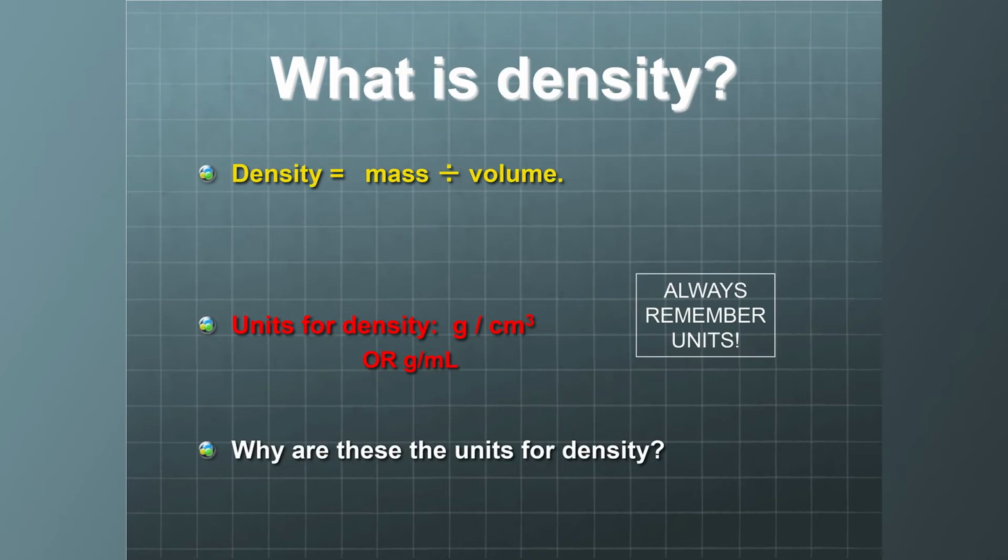So our formula for density is mass divided by volume. You can use units like grams per centimeters cubed or grams per milliliters. You need to remember the units, don't leave them off. And they're there because we do mass over volume. So the mass is usually grams and the volume is usually milliliters.